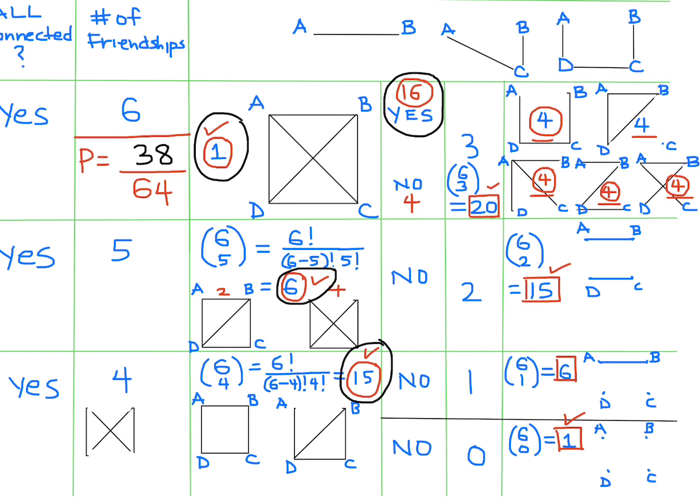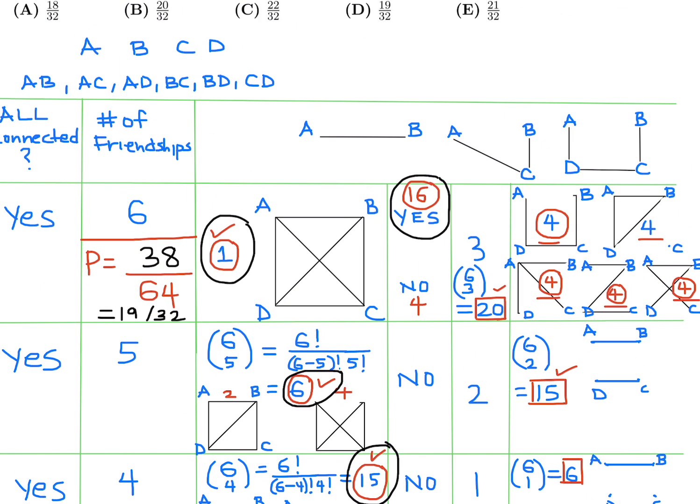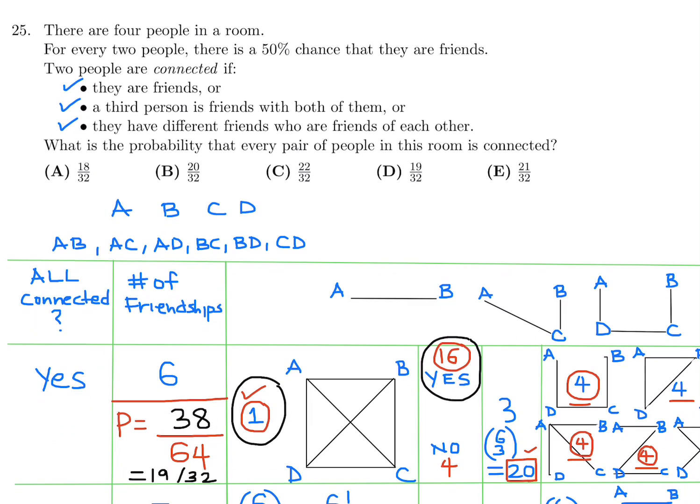And that's the answer, 38 over 64. I think they've lowered it to lowest terms, 19 over 32. So let's go back, 19 over 32. For number 25 would be choice D.